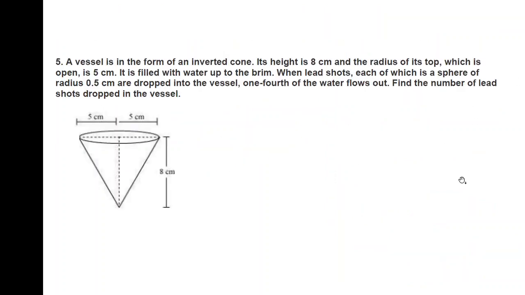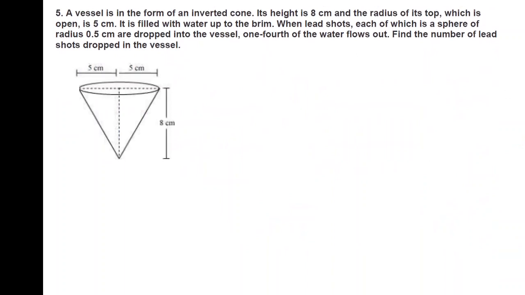Now next question, question number 5. A vessel is in the form of an inverted cone. So there is a vessel which is in the form of inverted cone. Its height is 8 cm. So here you can see height is 8 cm and the radius of its top, which is open, is 5 cm. So the radius of the top is given, here it is 5 cm. It is filled with water up to the brim. So it is filled with water.